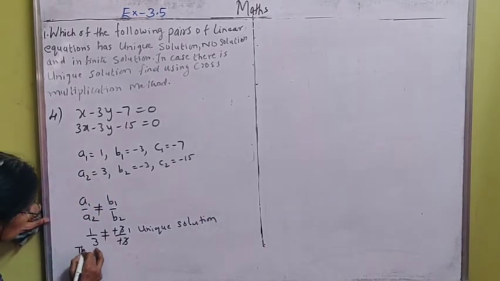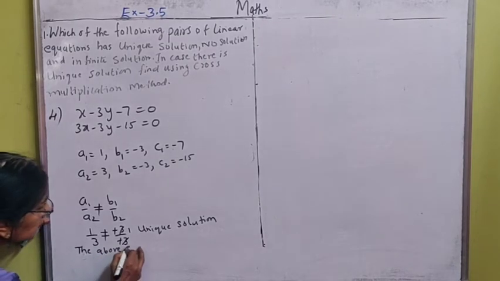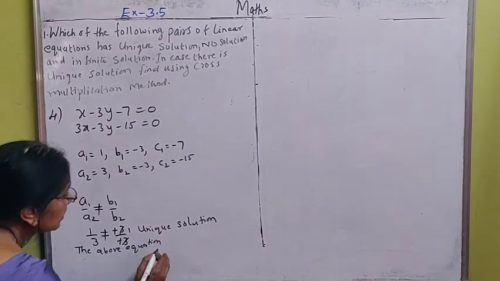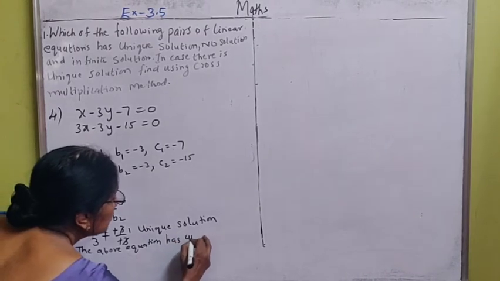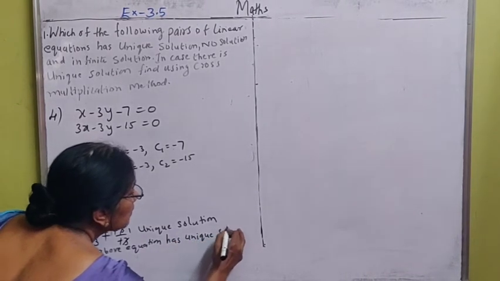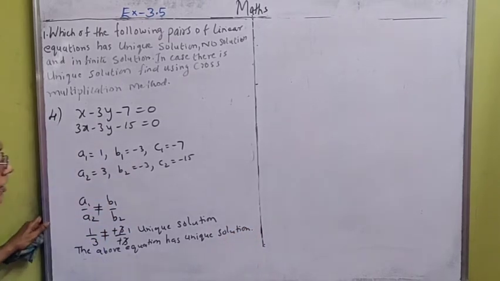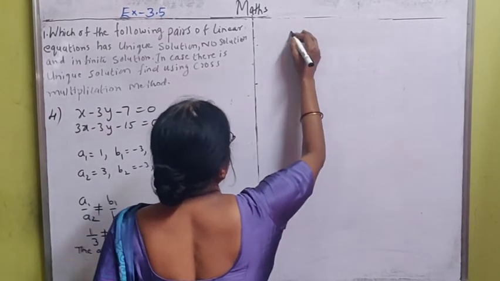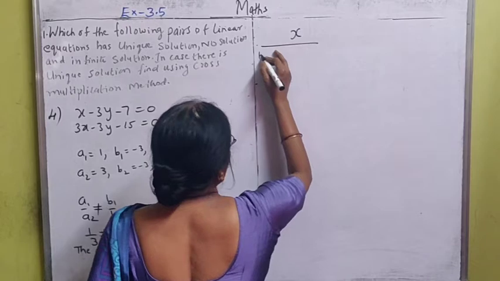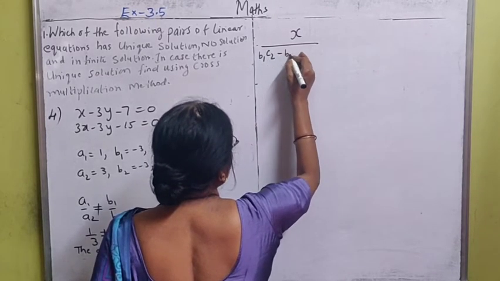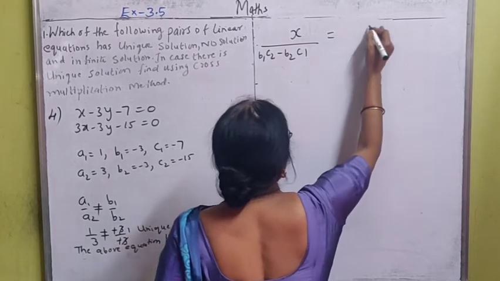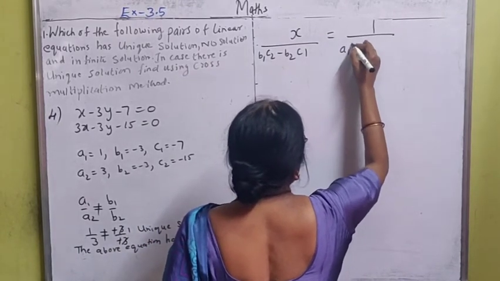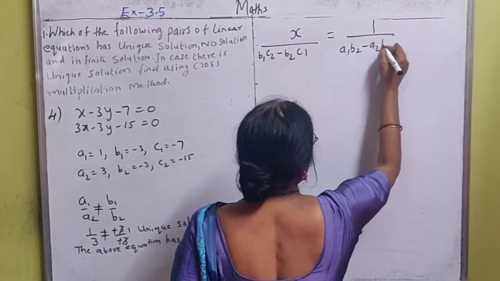So what do you write down? The above equation has unique solution. If it has a unique solution, what do you have to find out? Cross multiplication. You have to find out the value of x and the value of y. So first we find out the value of x. x divided by b1 c2 minus b2 c1 is equal to 1 divided by a1 b2 minus a2 b1.